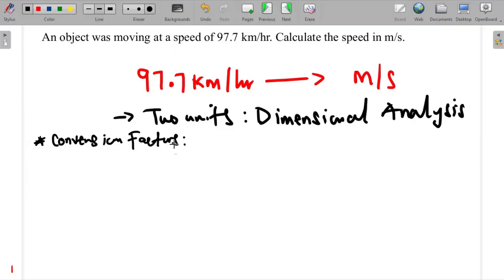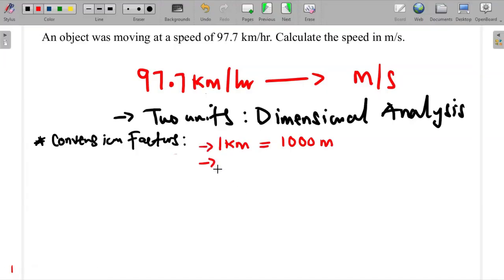Those are standard conversion factors that we need. Okay, so here I can see there's kilometer and meter. So I need to know the conversion factor for what? For kilometer and meter. So I'm going to say 1 kilometer is equal to what? I'm sure we all know 1 kilometer is 1,000 meters.